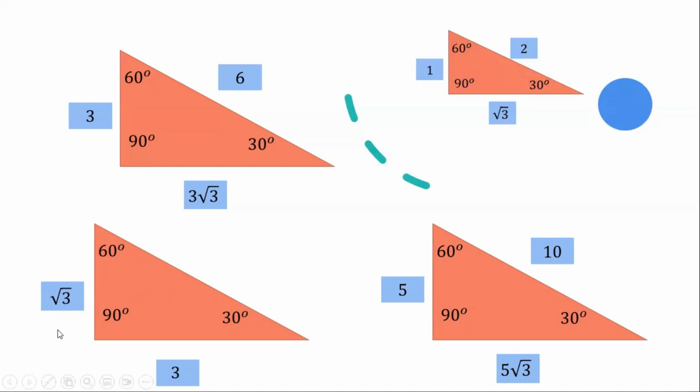Okay, so if you want to check if we can get this value 3 here, which is adjacent to the 30-degree angle, all you have to do is multiply the length of the side opposite the 30-degree angle by square root of 3. So square root of 3 times square root of 3 is 3. And to get the length of the hypotenuse, we just multiply square root of 3 by 2. So we get 2 square root of 3.